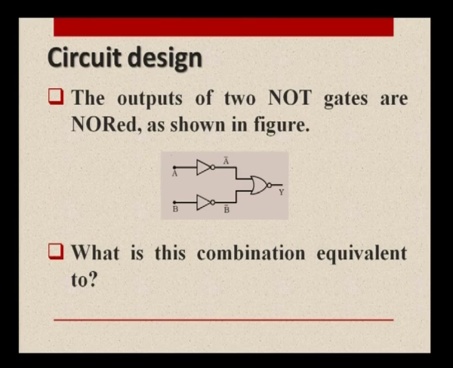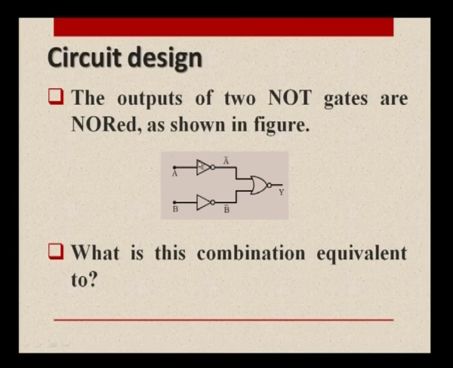And this is one interesting case. The outputs of 2 NOT gates are ORed as shown in the figure. What is this combination equivalent to? Here, rather than giving the expression and asking us to go for simplification and implementation, there is an implemented circuit itself, the reverse. This circuit is to be analyzed. We should try to reduce the circuit itself as much as possible. So, we have to write an expression for this given circuit and try to minimize it. So, let us attempt this problem also.